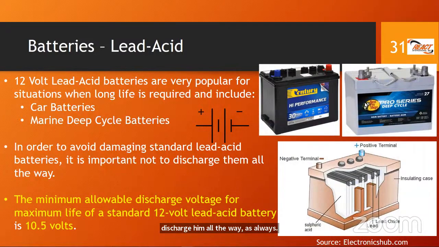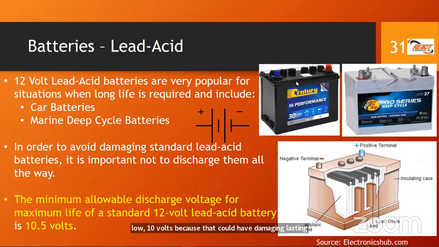But we do have an exam question in relation to lead acid type batteries. And that is the minimum allowable discharge voltage to attain the maximum life of a standard 12 volt lead acid battery is 10.5 volts. What this is saying is this type of battery here, you do not want the voltage when you measure it to go down to less than 10.5 volts. So nominally it's a 12 volt, maybe a little higher. When you measure the voltage, don't let it go below 10.5 volts because that could have lasting damaging effects on the battery, and it will shorten the lifespan.